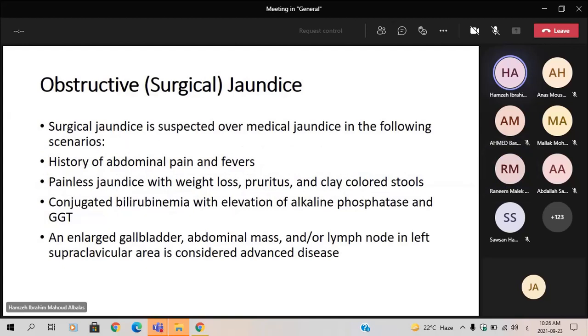Surgical jaundice is suspected over medical jaundice in the following scenarios: a history of abdominal pain and fever, jaundice with weight loss, pruritus, clay-colored stool, conjugated hyperbilirubinemia with elevated alkaline phosphatase and gamma GT. An enlarged gallbladder, abdominal masses, and or lymph nodes in the left supraclavicular area are considered signs of advanced disease.